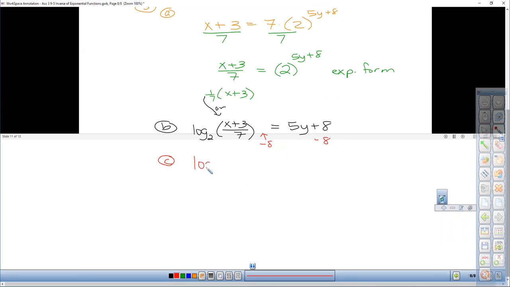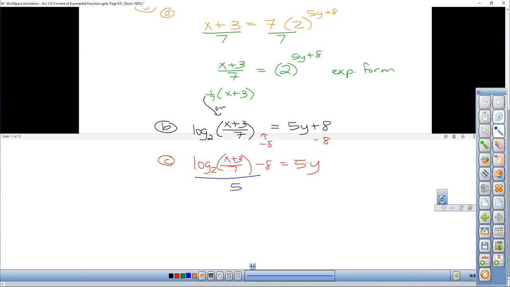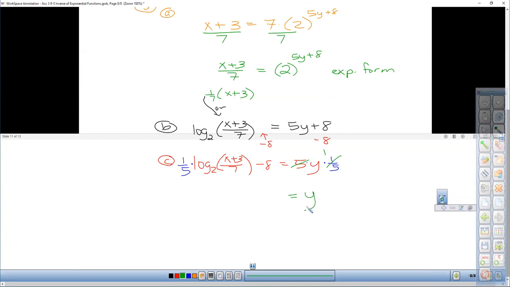So now I have log base 2 of my argument followed by minus 8 equals 5y. And now I'm going to undo my multiplication. And here's where, again, I don't want that all divided by 5 because, well, that just doesn't look like how we see functions. So what I'm going to do here is use that other strategy. So instead of dividing by 5, I'll multiply by its reciprocal. So I'll multiply by 1/5 on both sides. And any number times its reciprocal is 1. So this times this is 1. 1 times y, of course, gives me y.